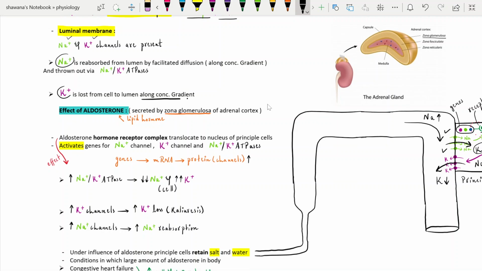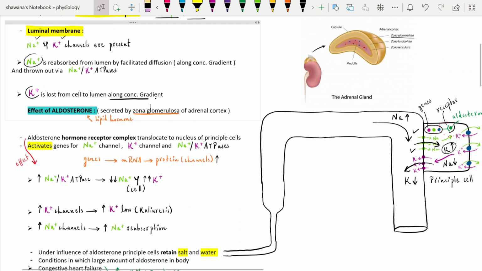And the most important thing, I want you to know the effect of aldosterone on the principal cells. First of all, what is aldosterone? Aldosterone is a hormone that is produced by the zona glomerulosa of the adrenal cortex. This is the zona glomerulosa of the adrenal cortex. The adrenal cortex is part of the suprarenal gland.